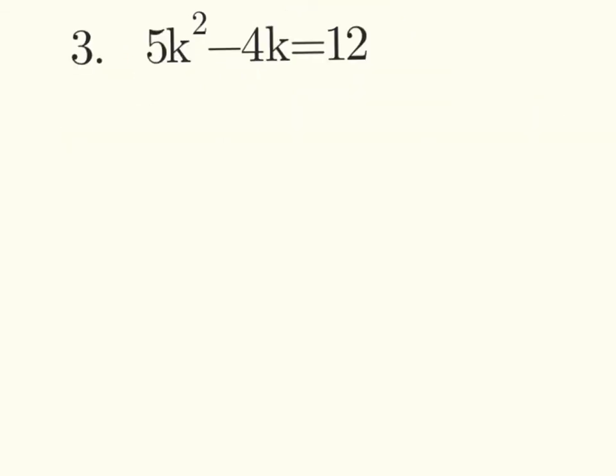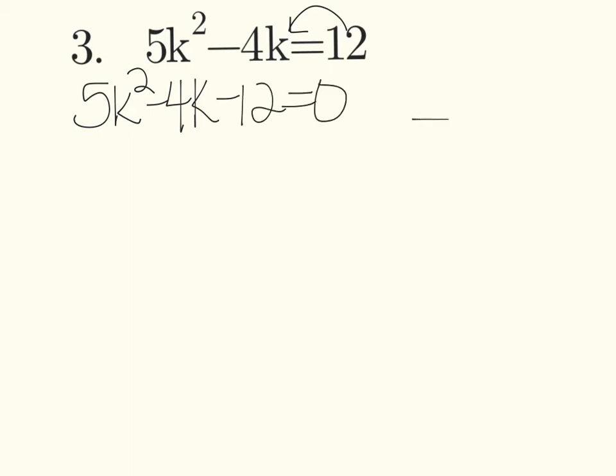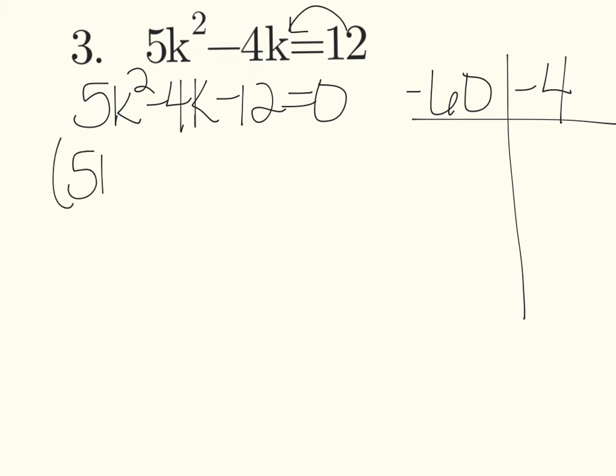All right, next one, again, not in order, so I need to take my 12 and move it over. It's the c term. So I have 5k squared minus 4k, and when I move my 12 over, it becomes a negative. All right, so a times c is -60, and I want to find factors that equal -4. Okay, split them up.